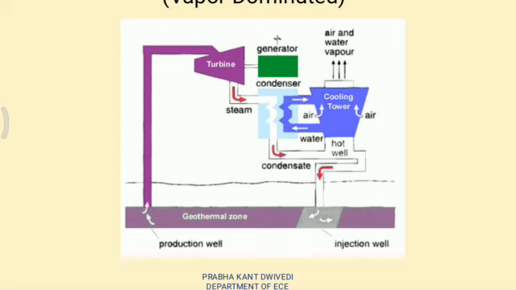After passing through the turbine, this steam passes through the cooling tower. This cooling tower condenses the steam into water, and the water is injected back through the injection well into the ground. And after injection, this water can be used again in the same cycle. So in this way, this system converts the heat energy, the thermal energy, into electrical energy. This is all about the vapor dominated power plant.